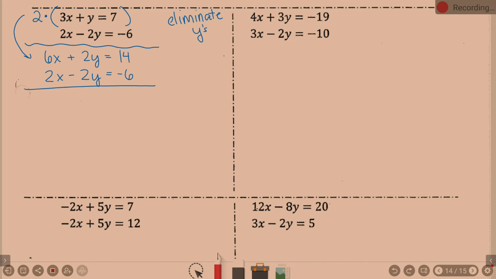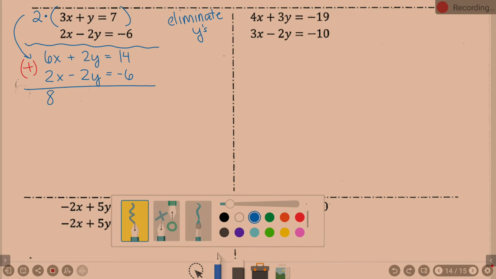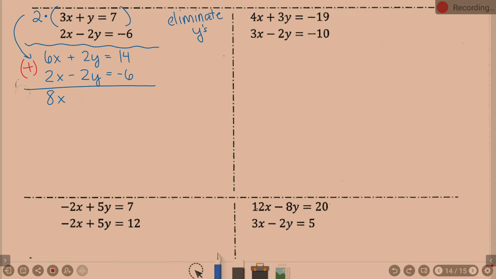My y's have opposite signs, a positive and negative, so I'm going to add. What's 6x plus 2x? 8x. And then your 2y plus negative 2y? No, they're opposite signs. What's a positive 2 and a negative 2? 0. When you add a positive and a negative together, they're going to cancel out. And then what's 14 plus negative 6?